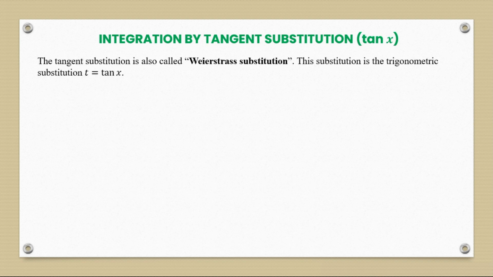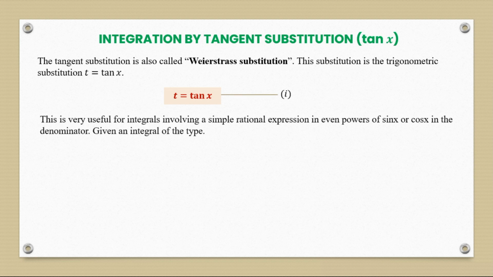This substitution is a trigonometric substitution. t is equal to tan x. So this is what we're going to be basing on. We're going to be letting t be equal to tan x in these numbers. This is very useful for integrals involving a simple rational expression in even powers of sine x or cos x in the denominator. So there are those where we have a sine squared x and a cos squared x, probably adding or subtracting or something like that in the denominator, and you realize that probably no other method from before could work.